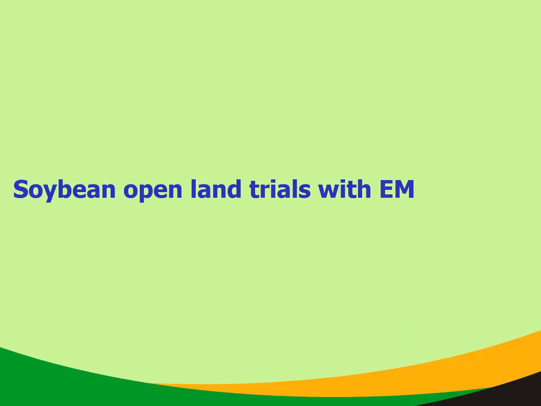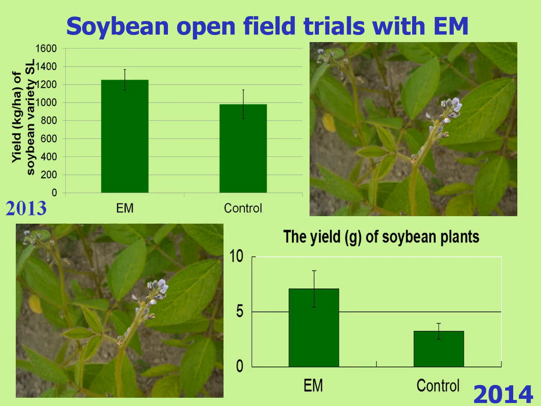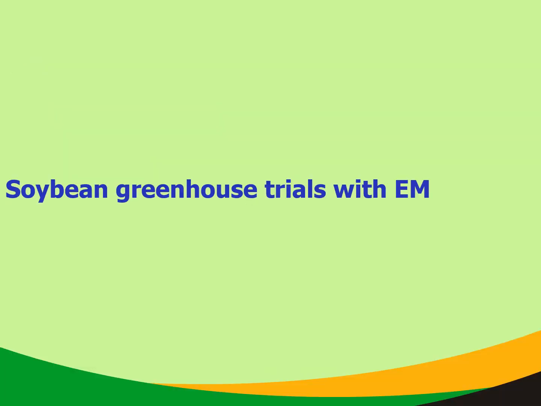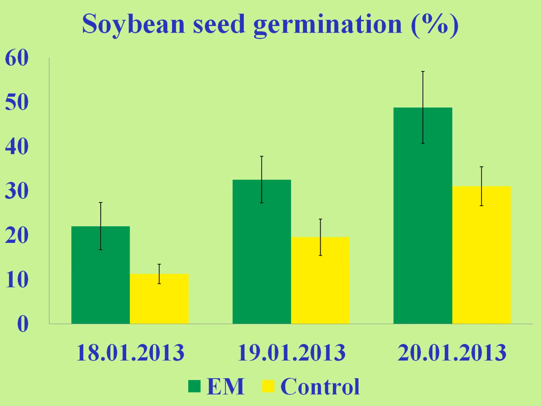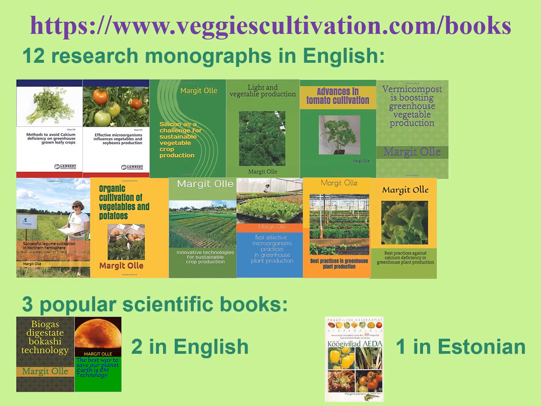Soybean open land trials with EM. Soybean open field trials with EM treated plants. The yield in EM treatment was higher compared to the control treatment, and the yield of soybean plants in 2014 were higher in EM treatment compared to the control treatment. Soybean greenhouse trials with EM. You can see here that EM is improving the germination of soybean seeds.